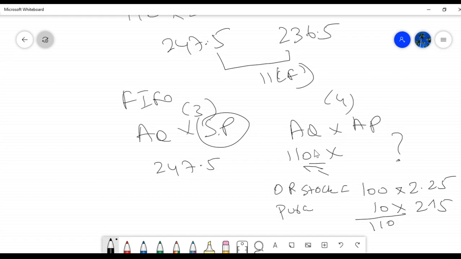So that is used from the purchases itself. At what rate did we purchase? 2.15. So 110 into 2.15 equals 236.5, which gives you 11 rupees favor. Fine. So this is the answer.